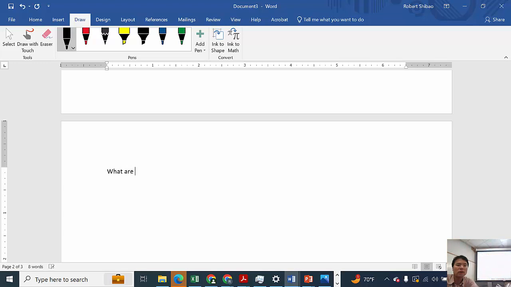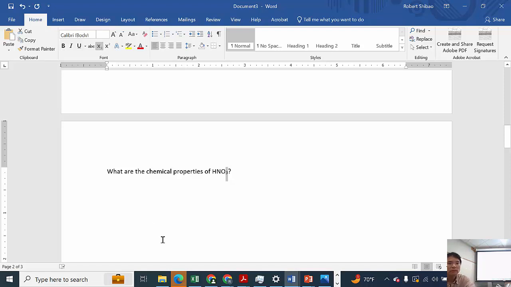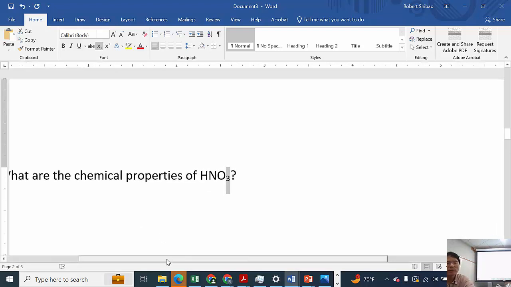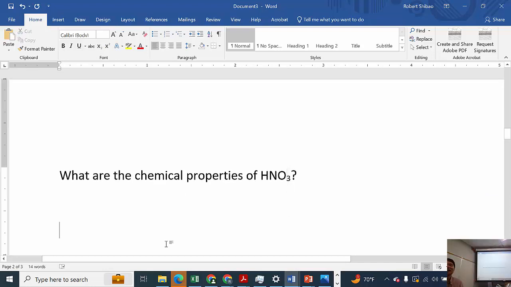What are the chemical properties of HNO3? HNO3 is what? Acid. You don't have to tear out a sheet of paper. Nitric acid. What are the chemical properties? And a lot of people say it's exactly the same. Is it exactly the same as hydrochloric acid? Both are strong acids, right? Are they exactly the same?